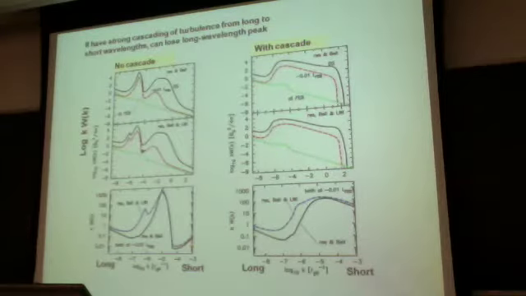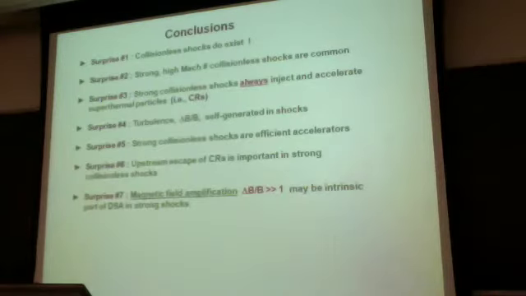Okay, a lot of details here, and I'm essentially finished. So my surprises: collisionless shocks do exist. Shocks are common. Collisionless shocks always inject and accelerate some particles. Turbulence is self-generated in shocks. Not only do the shocks accelerate particles, they are efficient accelerators. Upstream escape is an important process in this whole business. And magnetic field amplification may be an intrinsic part of shock acceleration in strong shocks.